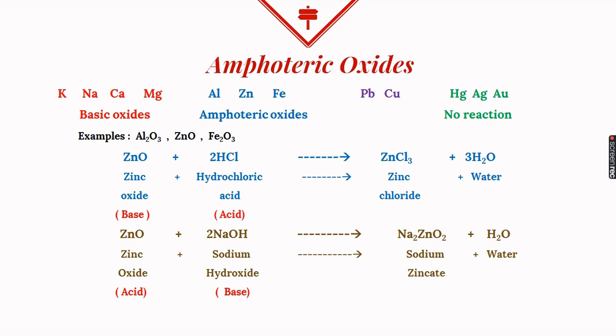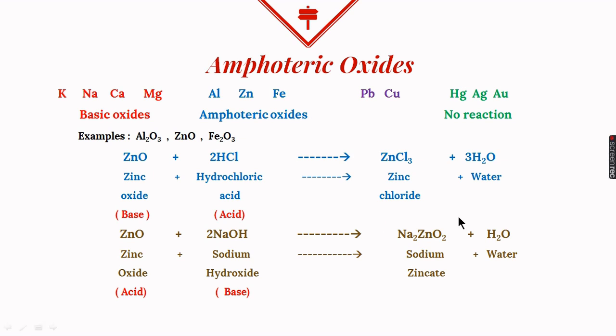This suggests that aluminium oxide and zinc oxide behave as amphoteric oxides. Now I suggest that you write the reactions of ferric oxide with hydrochloric acid and with sodium hydroxide. You can pause the video here and write the reactions with acid as well as base.